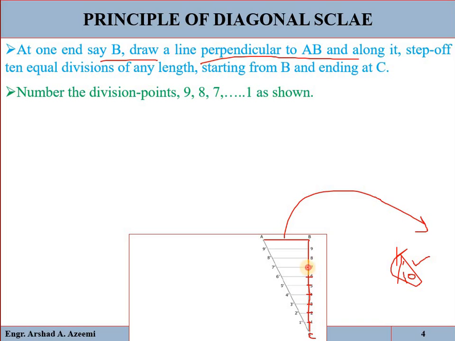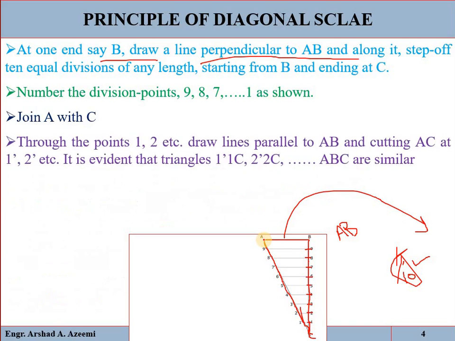Remember, we have to find the 1/10 multiple of this AB line. So the procedure is that at point B, draw a perpendicular line of any length. Then, with the help of a divider, divide this BC line into 10 equal parts, again of any length. Then join point C with A. Then draw parallel lines through 1, 2, 3, 4, 5 and so on.